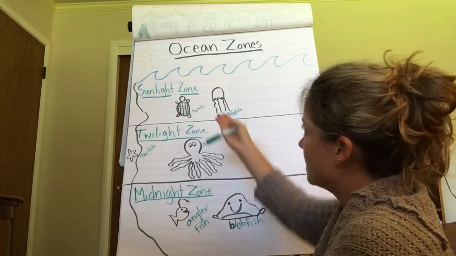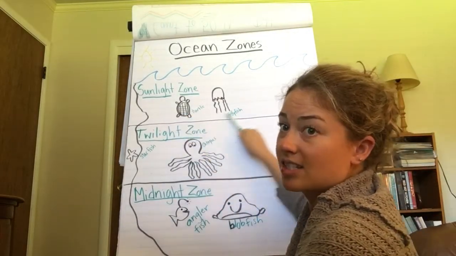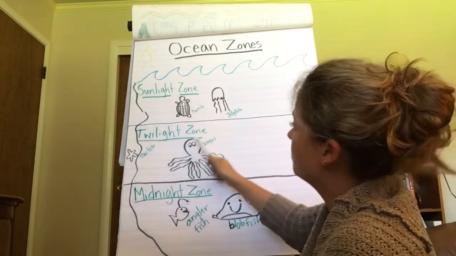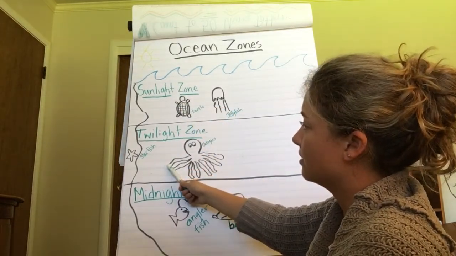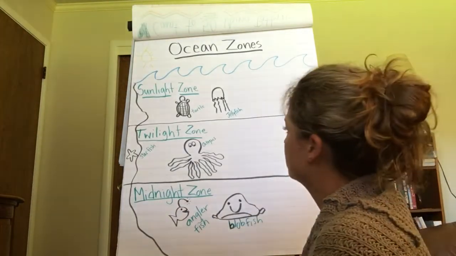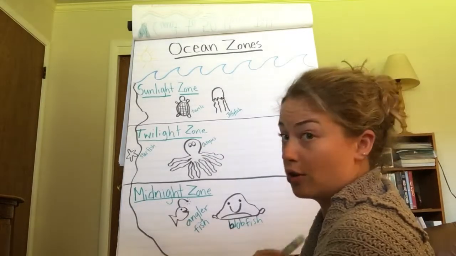Okay, friends, so those are some examples of animals in the different zones. What zone is this? Sunlight zone. Why? Because it's close to the sun. What zone is this? Twilight zone. Very little sunlight. And then what's this one? Midnight zone, because there's no sunlight.